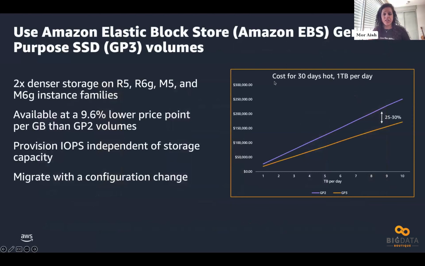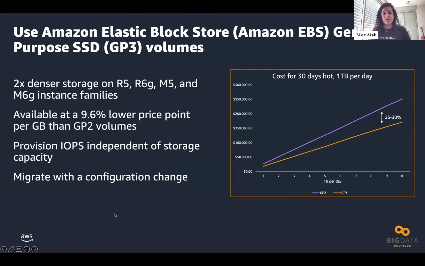Now let's move to the storage tier. So Amazon OpenSearch service data nodes require low latency and high throughput storage in order to provide you with the capability of fast indexing and query. By using the GP3 volumes, you essentially get twice the storage for almost 10% less the cost.